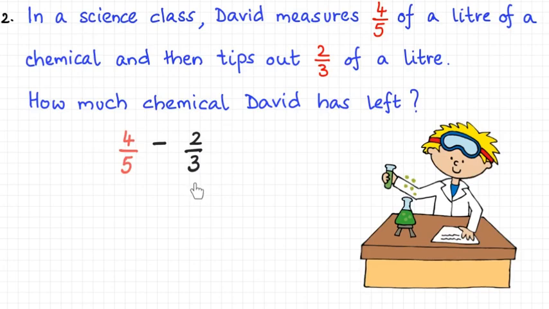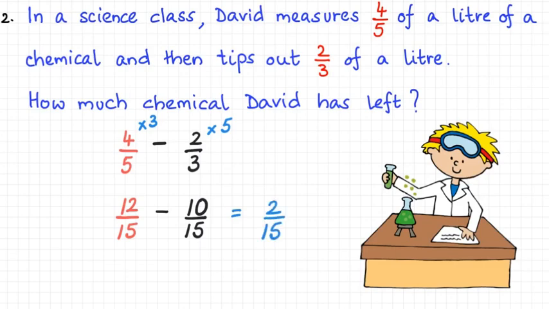Now, as we saw in the previous problem, since the denominators are unlike, we need to find the common denominator. We multiply the first fraction with 3 and the second fraction with 5. So 4/5 times 3 gives us 12/15, and 2/3 times 5 gives us 10/15. Now, since the two fractions have a common denominator 15, we could easily subtract them. So the amount of chemical left with David is 2/15 of a liter.